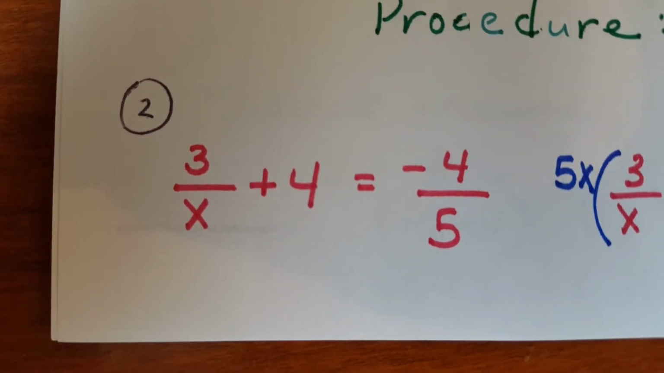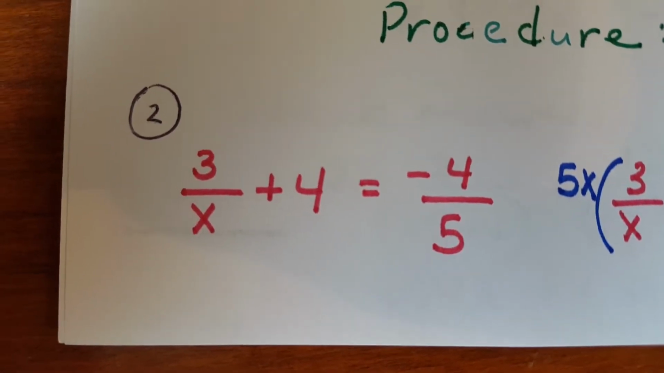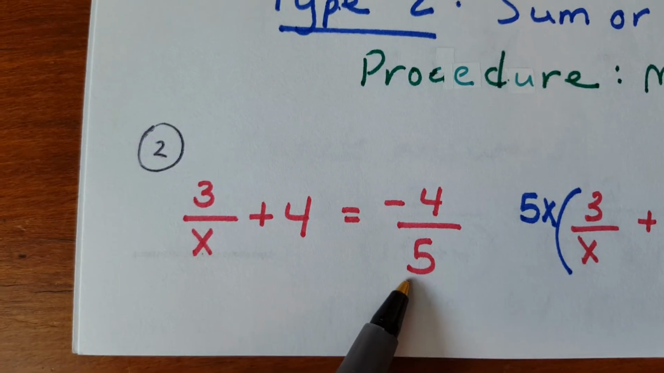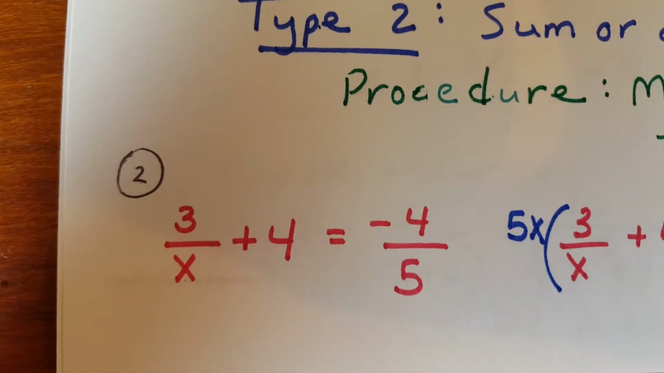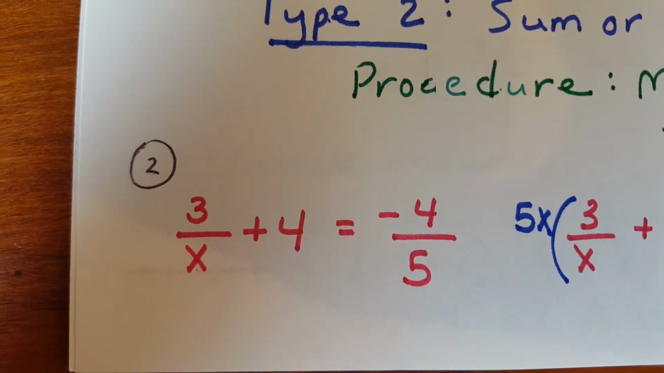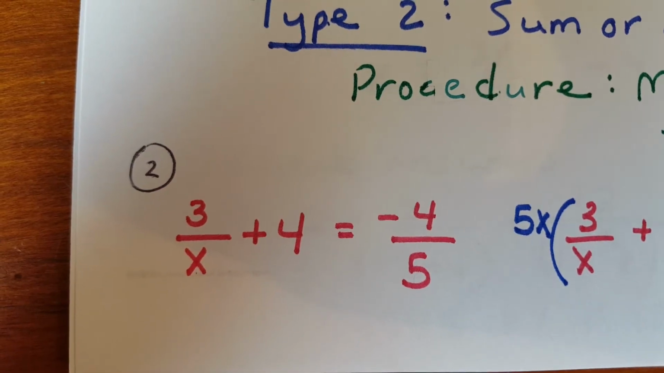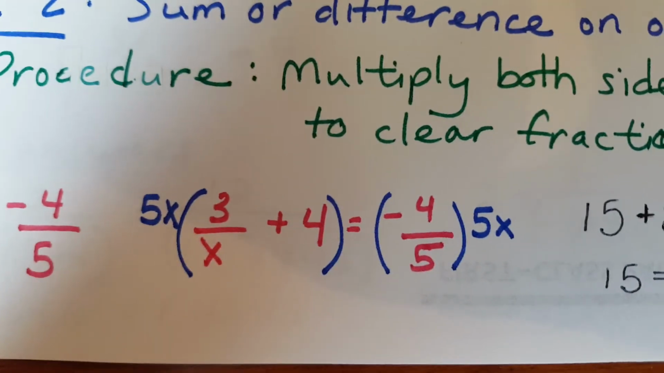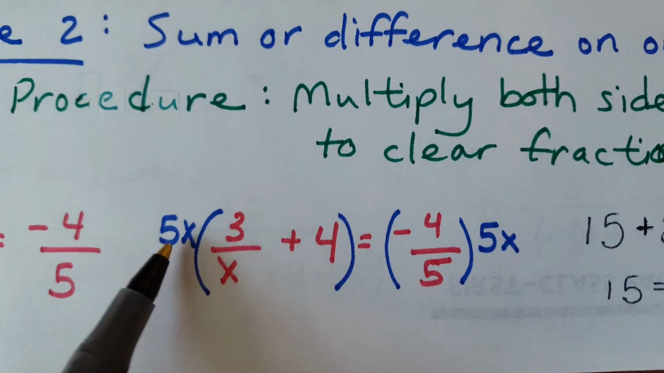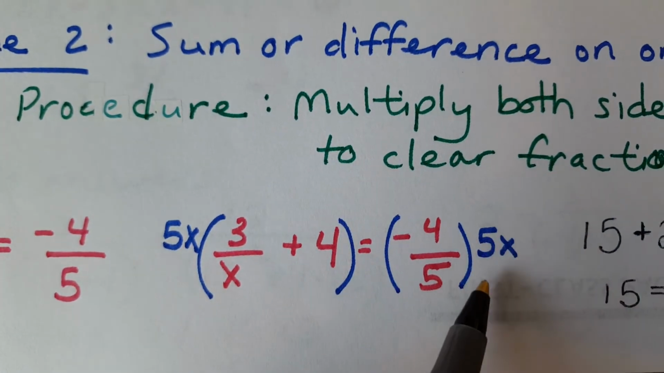Problem 2. 3 over x plus 4 equals negative 4/5. The least common denominator between x and 5 is 5x. We are not going to get common denominators and add things or subtract things like we did in the last lesson. We're going to multiply both sides by that least common denominator. This is like a 5x over 1 on both sides.